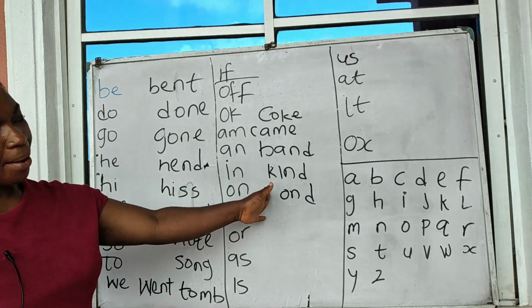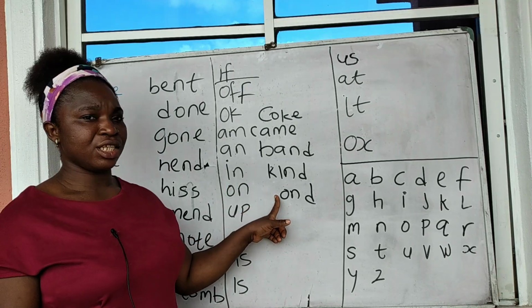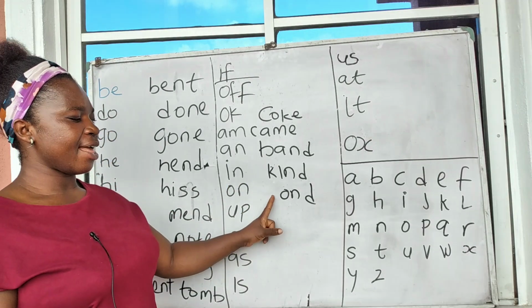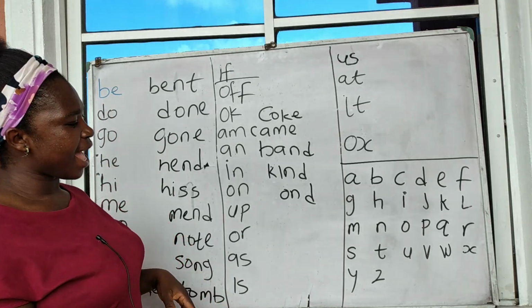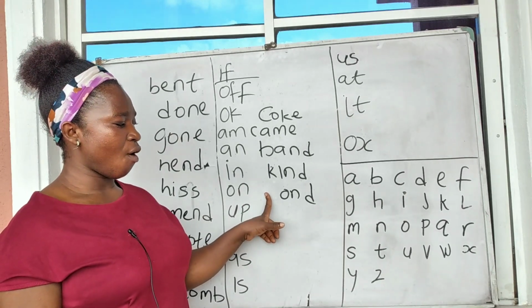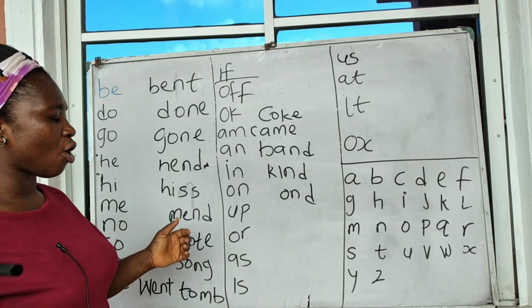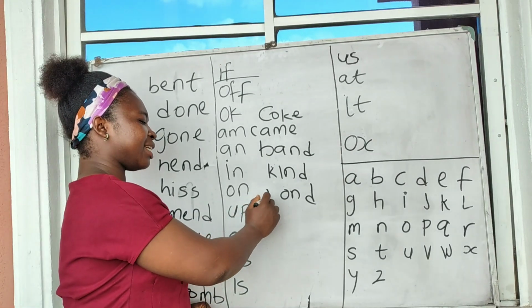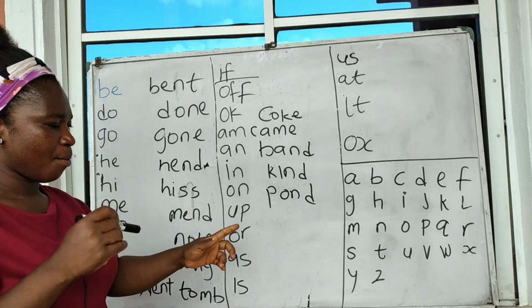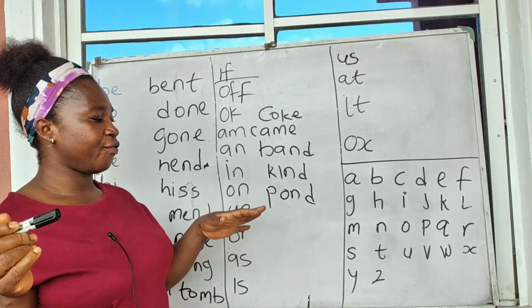Now from the beginning part, if I add B, it is bond. If I add F, it is fond. If I add H, it is hond. If I add P, it is pond. It depends on what you want to add. So let's add the letter P. I have pond, okay? We have the fish pond.